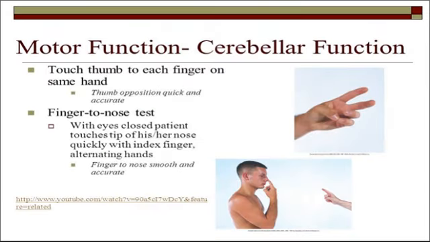Okay, now we get into motor function or cerebellar function, but just want you to know it as your motor function. I don't think NCLEX or Kaplan would ask for cerebellar, but anyway. So motor function: touch the thumb to each finger on the same hand. We'll practice that in class. And finger to nose test is also your motor function when it comes to a neurological assessment because it's cerebellar. So we will practice that also.